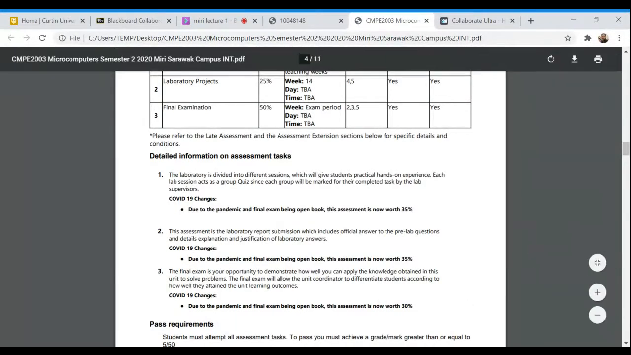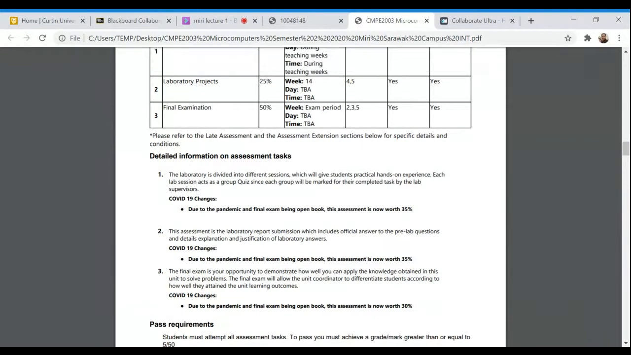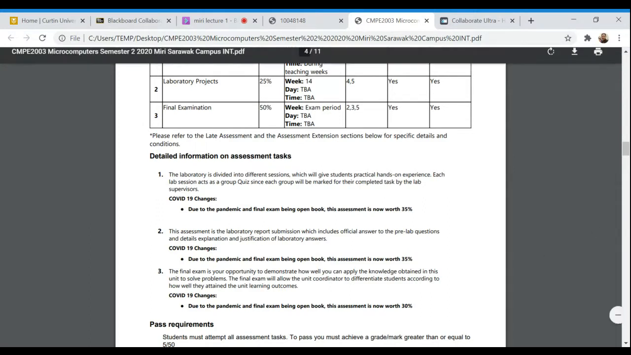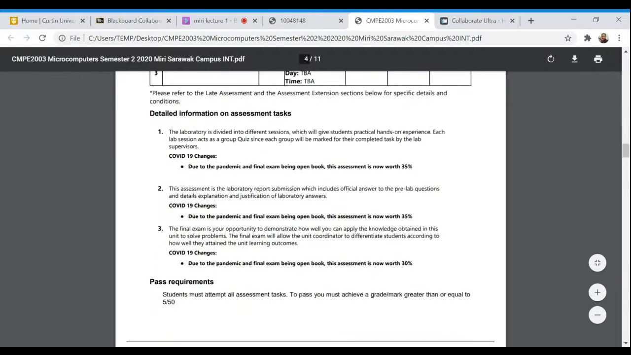But the final exam is 30%. This final exam will be an open book test. I think you have some experience of how it was done last semester because of COVID-19, and it will be more or less the same. I think there will be more design questions. You are free to open a book, but there will be more design questions. For example, if we want to design this, how are you going to draw out the schematics and all these kinds of things.